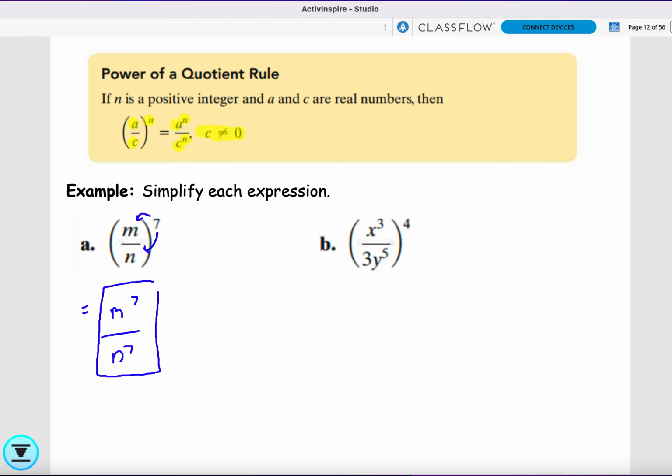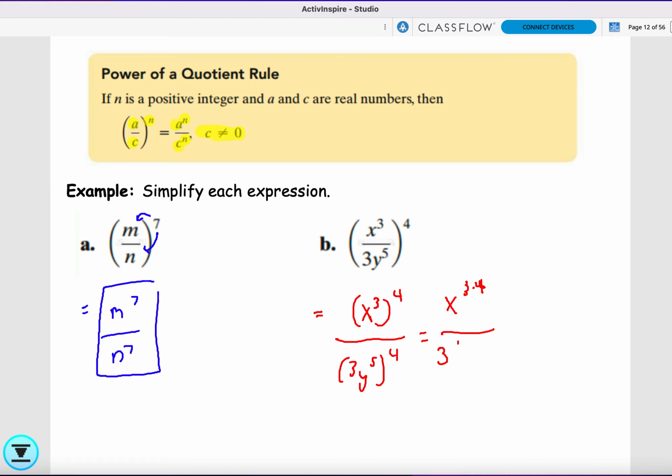This b is very similar as well. But now the top has an exponent already, so it's going to be a power to a power. And then we're going to do 3y to the 5th to the 4th power as well. So the top part is easy. We're just going to multiply the 3 and the 4. Right? 3 times 4. The bottom, though, we have the 4 here, but there's a 3 and a y.